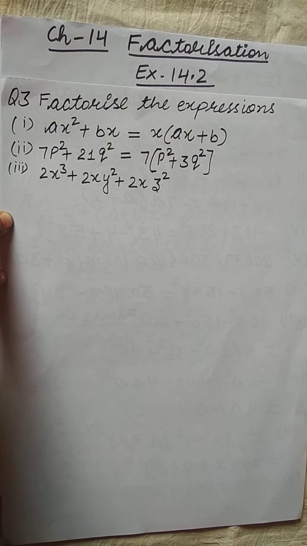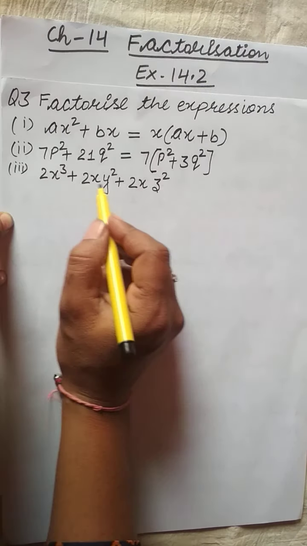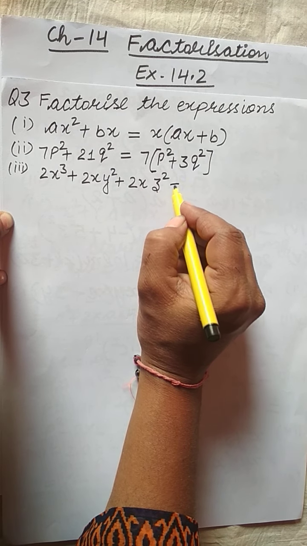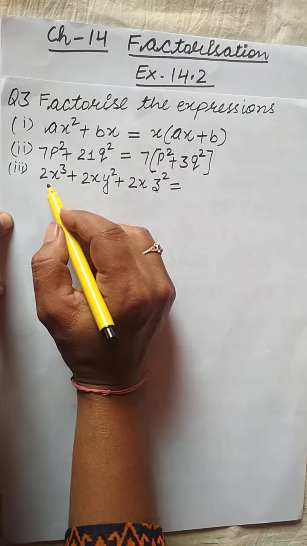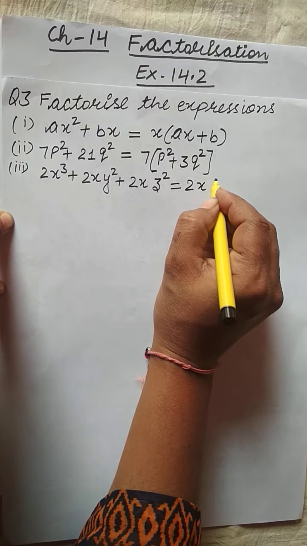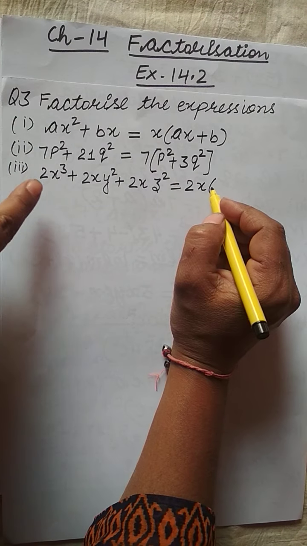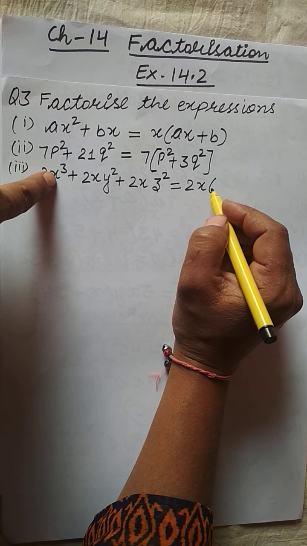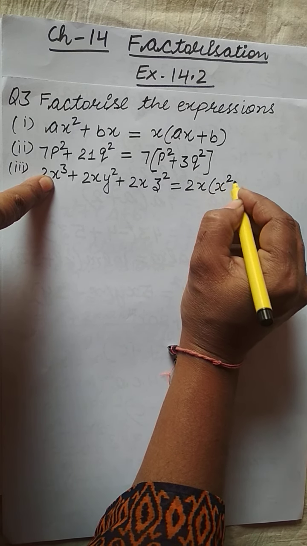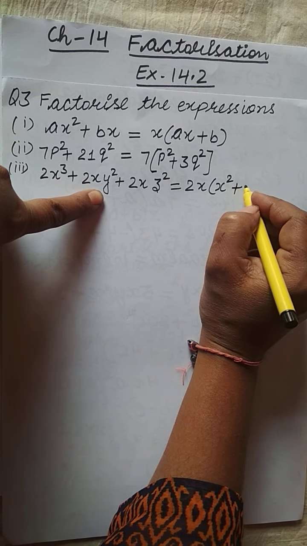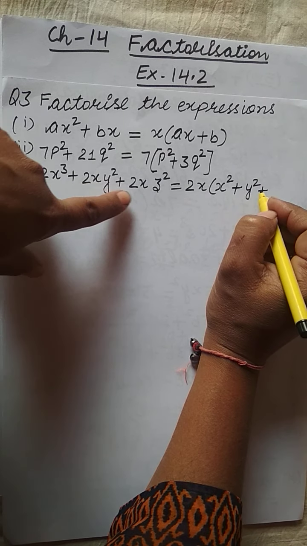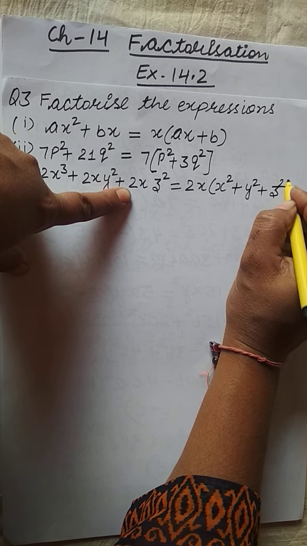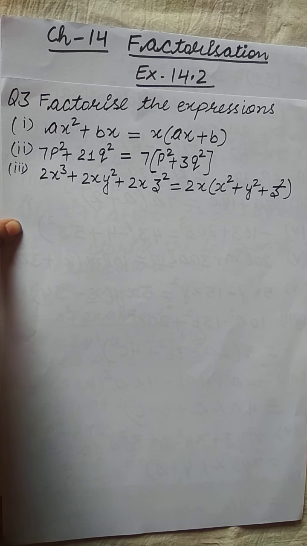Next part is 2x cube plus 2xy square plus 2xz square. Now from these three terms, that is from this trinomial, we can take 2x as a common factor. So 2x into, as here is 2x cube, 2x is the common factor and the remaining term will be x square plus y square plus z square. So 2x into x square plus y square plus z square is the required factor.